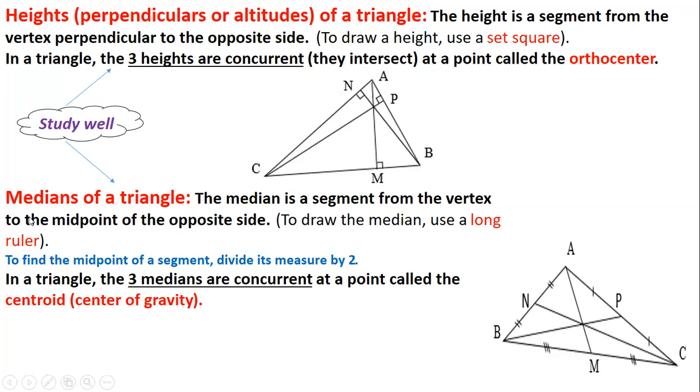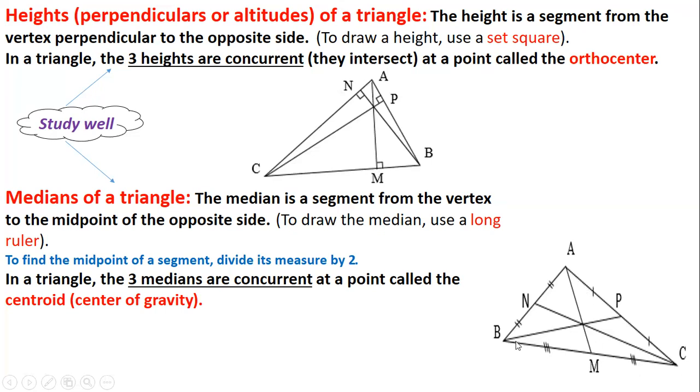So before I start drawing the median, suppose I am drawing the median of side BC. So I bring the long ruler, I measure BC. I measure it now, it is 8 centimeters. To find the midpoint of segment BC, I divide the measure by 2. So I divide 8 divided by 2 is 4. I mark on the 4. This point, which is M on the 4 centimeter, is called the midpoint of BC. As you can see here, I put 3 dashes with 3 dashes, which means BM is equal to MC.